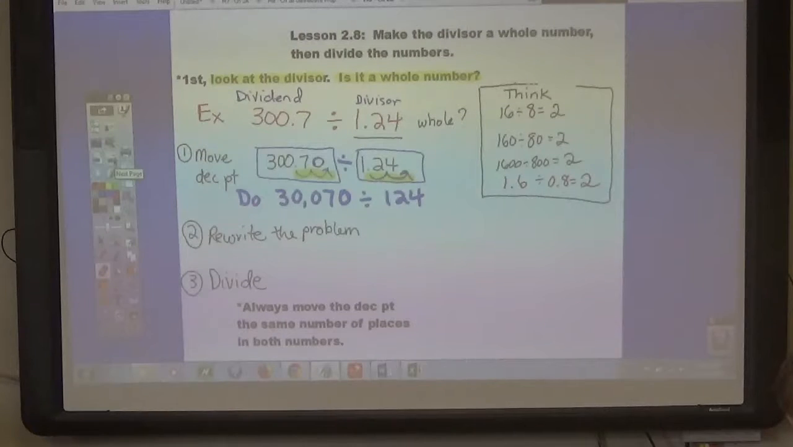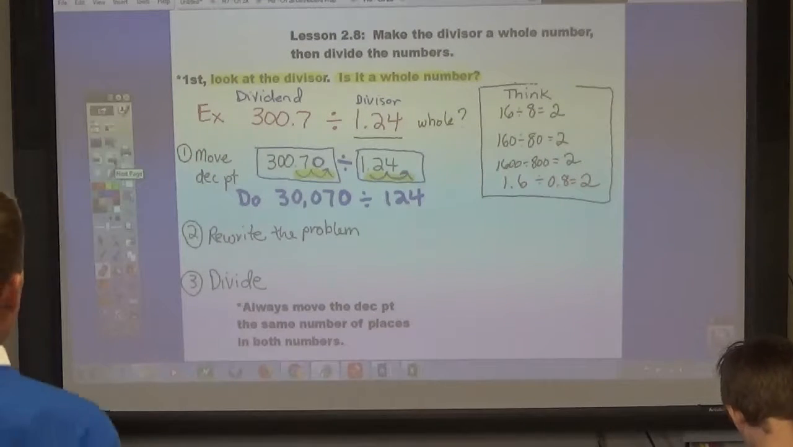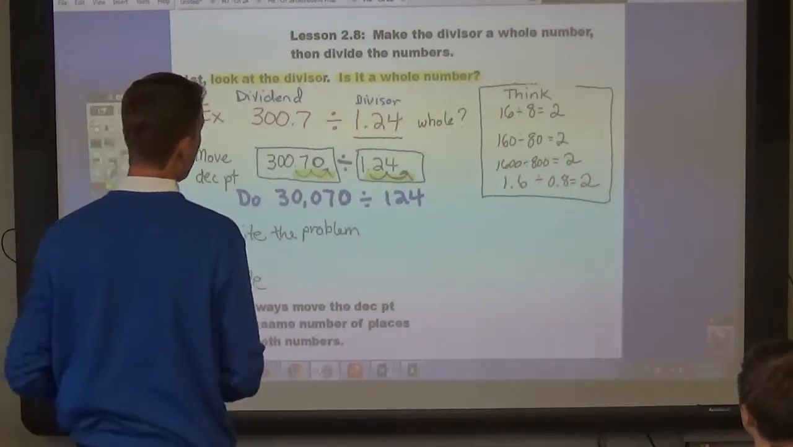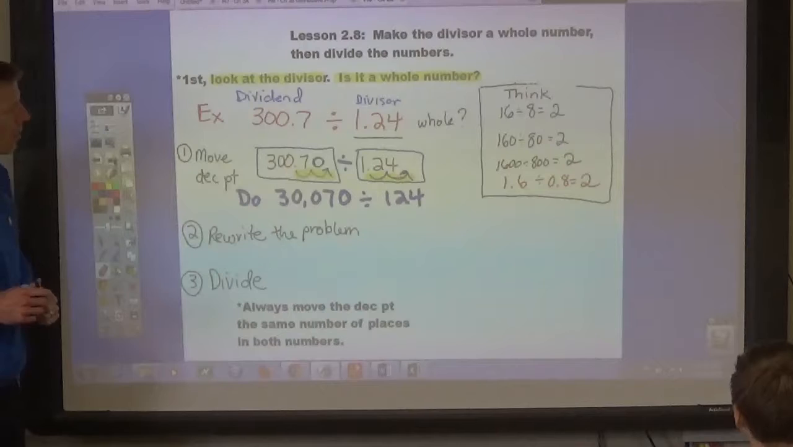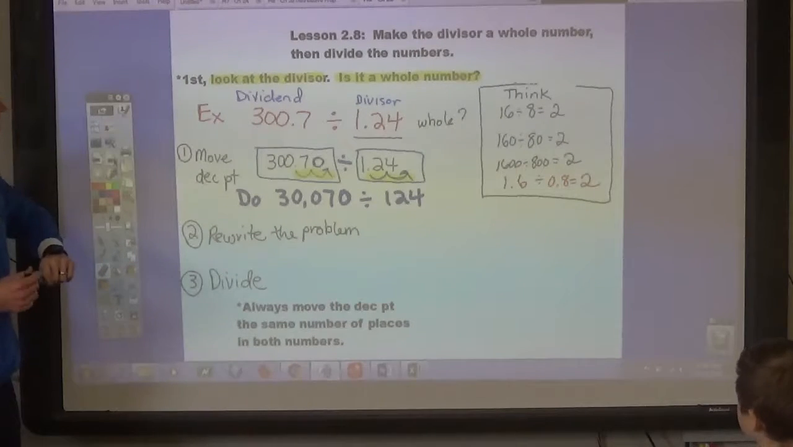Today's lesson is about making the divisor a whole number when you divide. Okay? Making the divisor a whole number.